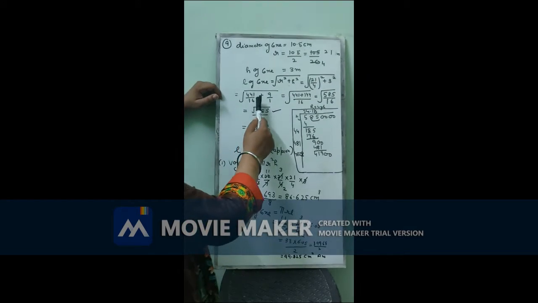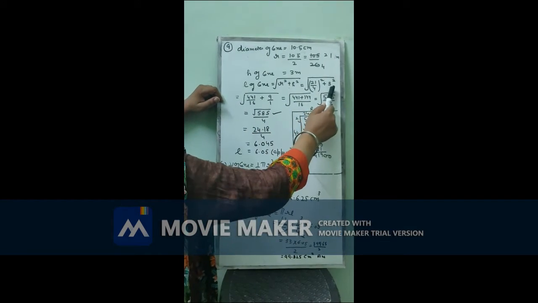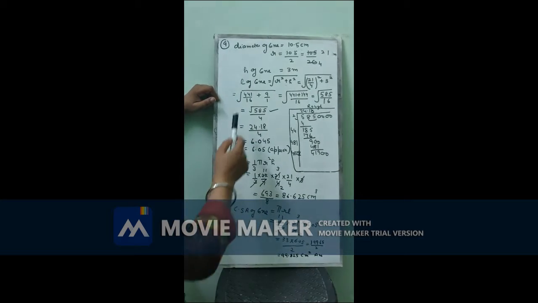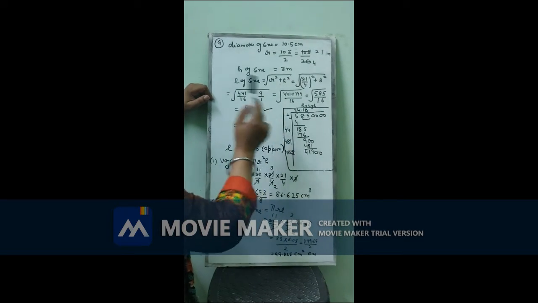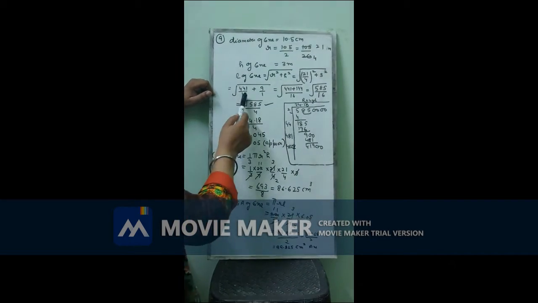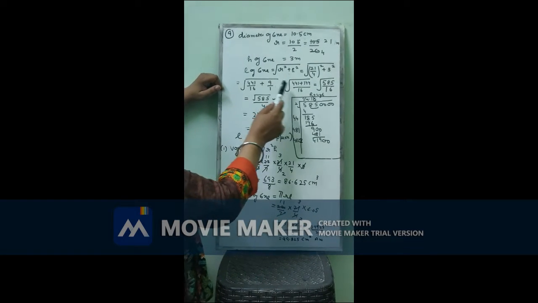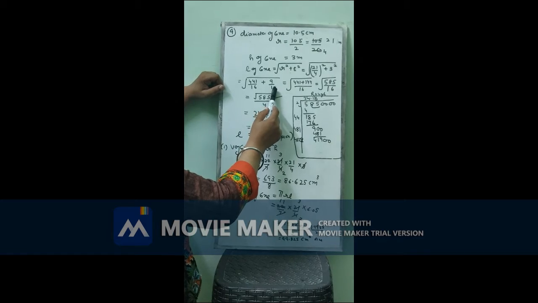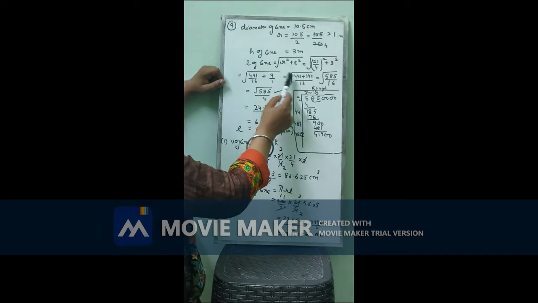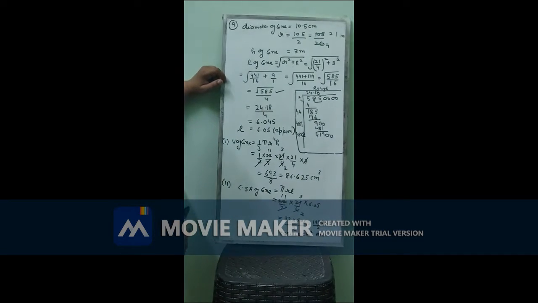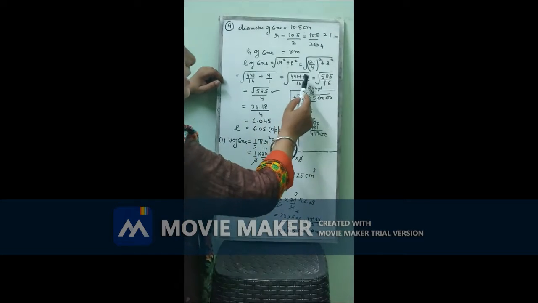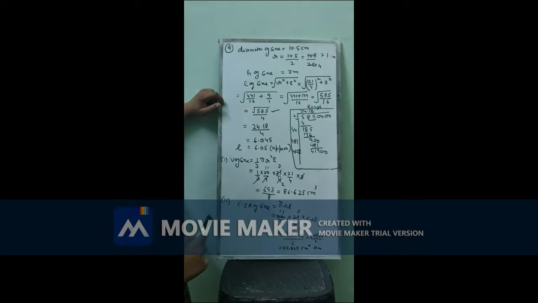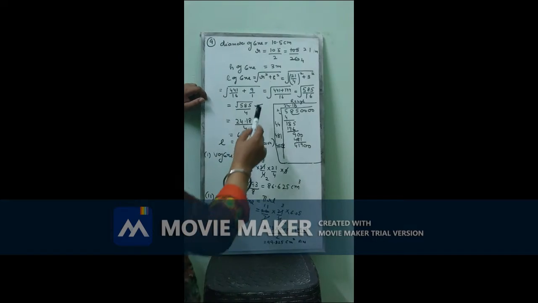This is 441 upon 16 plus 3 square, which is 9. Here, take the LCM of 16 and 1, that will be 16. 16 divided by 16 is 1. 1 into 441 is 441. Then 16 divided by 1 is 16. That 16 multiplied by 9 will give 144. This is 585 upon 16. Clear? Now focus on this part.